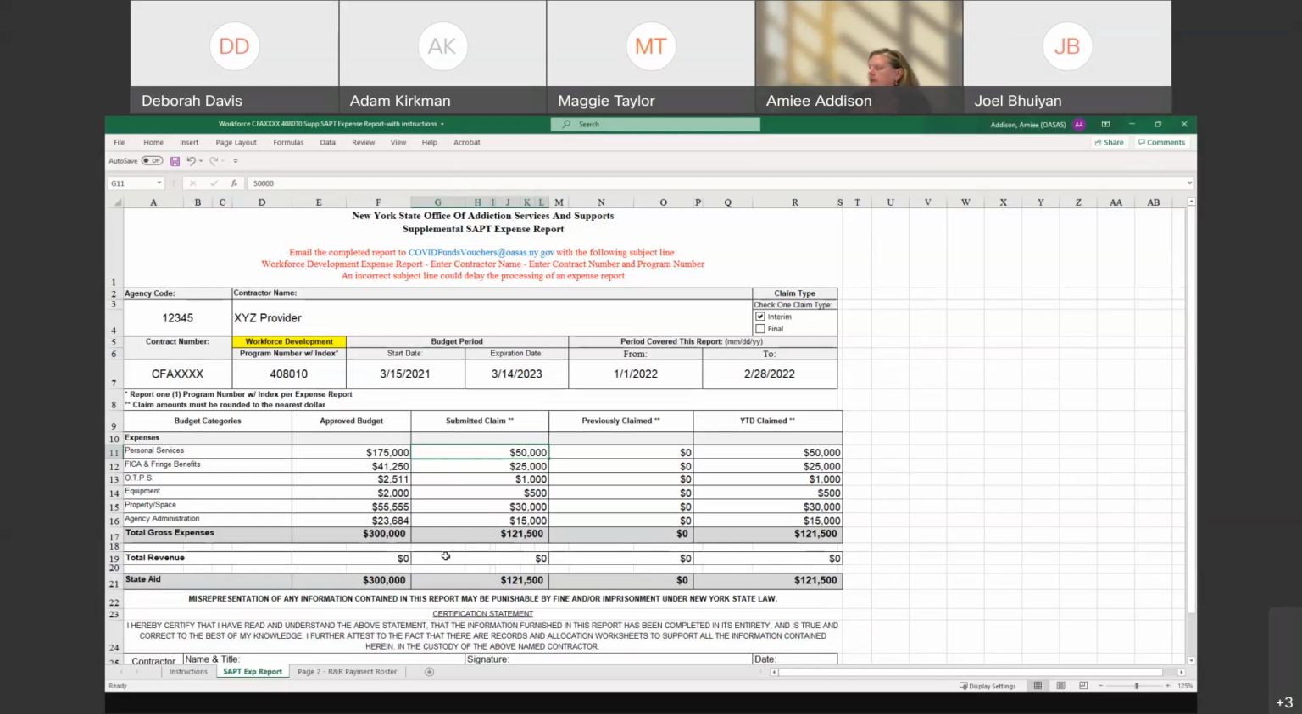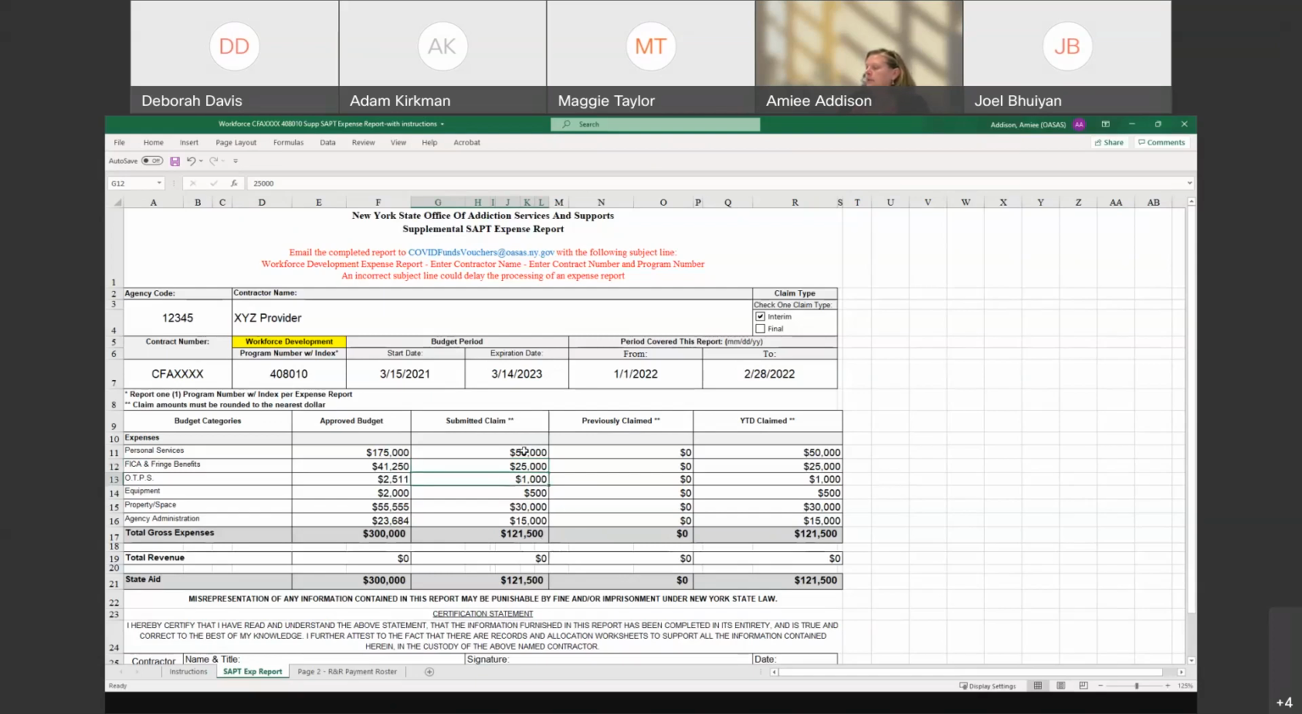Besides the recruitment and retention, there is no other documentation required for personal services, but it is required to be maintained by the provider or contractor claiming. So the FICA and fringe benefits, that also does not require documentation for submission of the expense report. However, it must be maintained by the provider and contractor claiming.